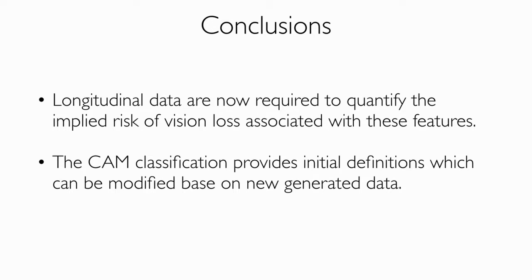So in conclusion, longitudinal data are now required to quantify the implied risk of vision loss associated with these features. Of course, the CAM classification provides an initial definition, but we can actually gather more data, and that could change the classification.